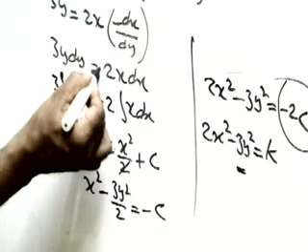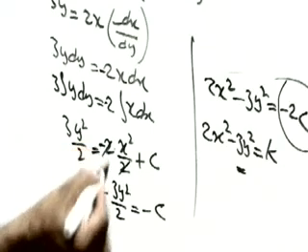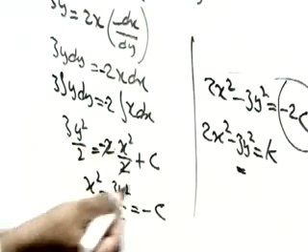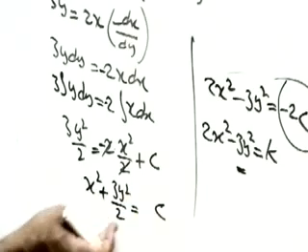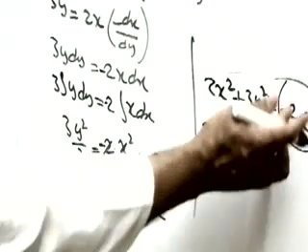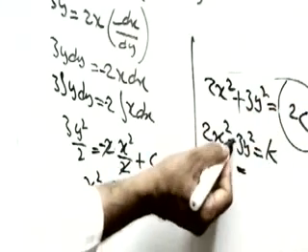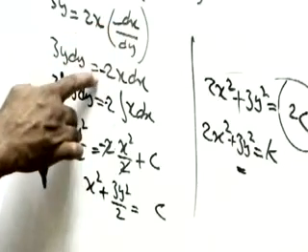Sorry, here we made a little mistake. Here we are having minus, so minus is left here. This is minus, so if you bring it here, it will be plus. Minus on this side will be c. If we take LCM, this will be 2x square plus 3y square equals 2c. So we can write 2x square plus 3y square equals k.